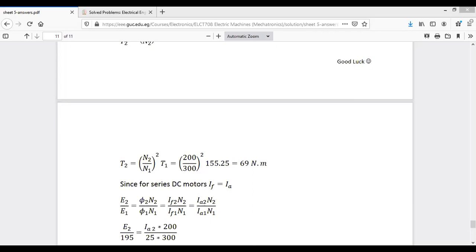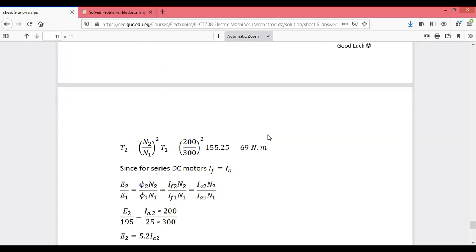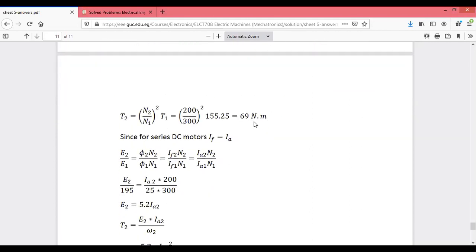Okay, what are we saying here? You can see here we are taking the values for N2 and N1, and we have the value of torque 1, which we derived just now here, 155.25. So when we put all these values in, you will get the value for tau 2.